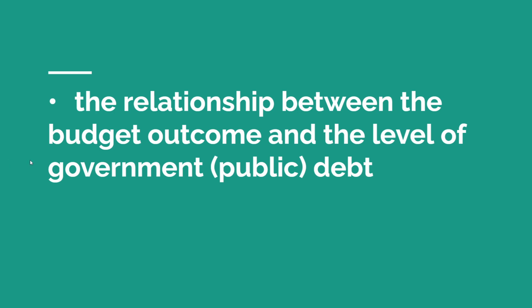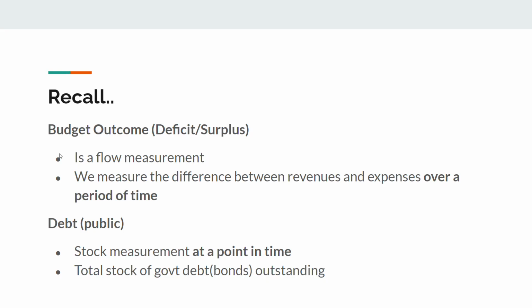Hey economics students, in this video we're looking at the relationship between two key concepts which we've looked at in previous videos. One is the budget outcome, so the relationship between the budget outcome and the level of government debt, or also known as public debt. Let's get into it. Let's just recall what we're talking about with these two concepts.